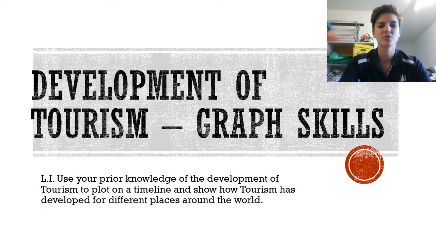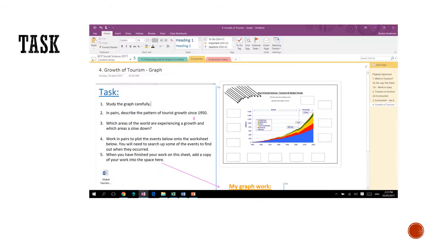So our learning intention is to use your prior knowledge of the development of tourism to plot on a timeline and show how tourism has developed for different places around the world. Right. Okay, this is an example of what you will see in your OneNote. So here we are in the ecotourism tab, and it is number 4.